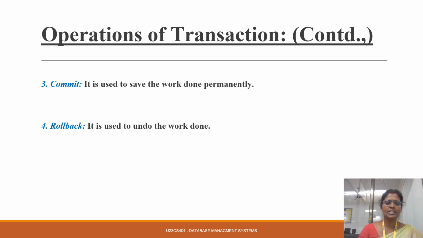The third operation of a transaction is commit operation. It is used to save the work done permanently. When all the operations of the transaction are completed successfully, commit is executed, then the data from the buffer is stored into the database permanently. The next operation is rollback. It is used to undo the work done. For example, there is a cancel of transaction. Undoing the transaction means when the rollback is executed, it is used to undo the work done. So we discussed the four operations of the transaction: read, write, commit, and rollback.